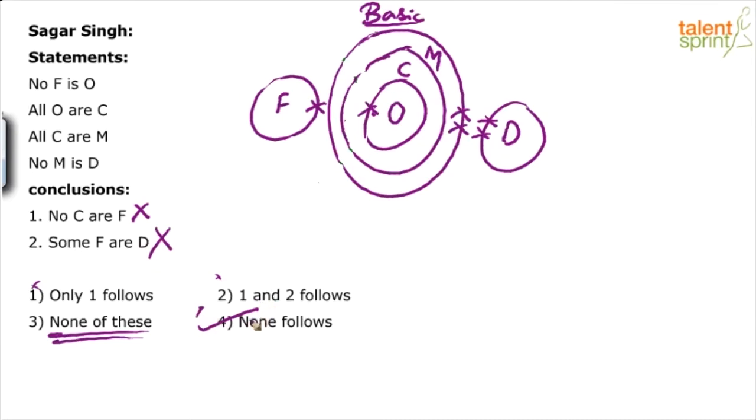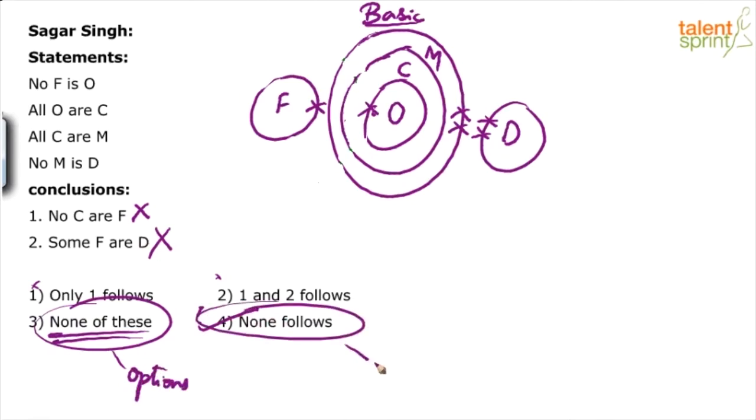None follows is correct. You're able to follow. None follows means none of these conclusions follow. None of these means none of these options are correct. None of these always refers to the options. When you say none follows, this refers to the conclusions. So none of these conclusions follow. Option 4 would be the answer.